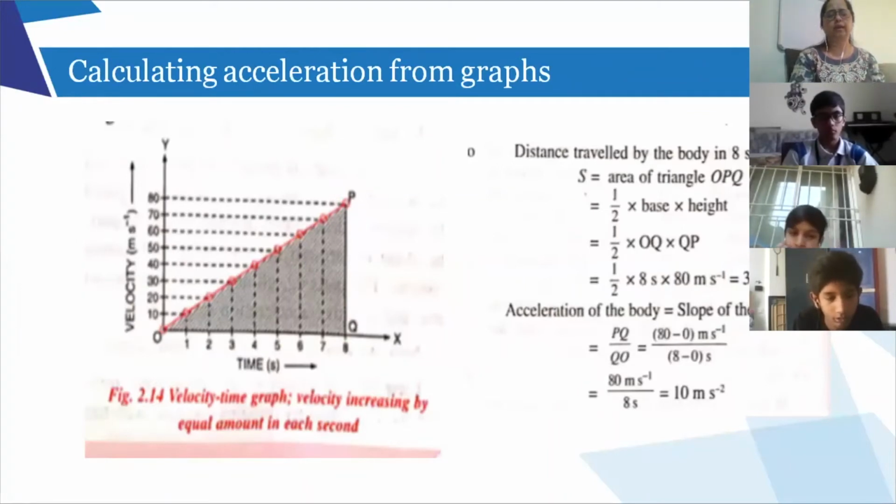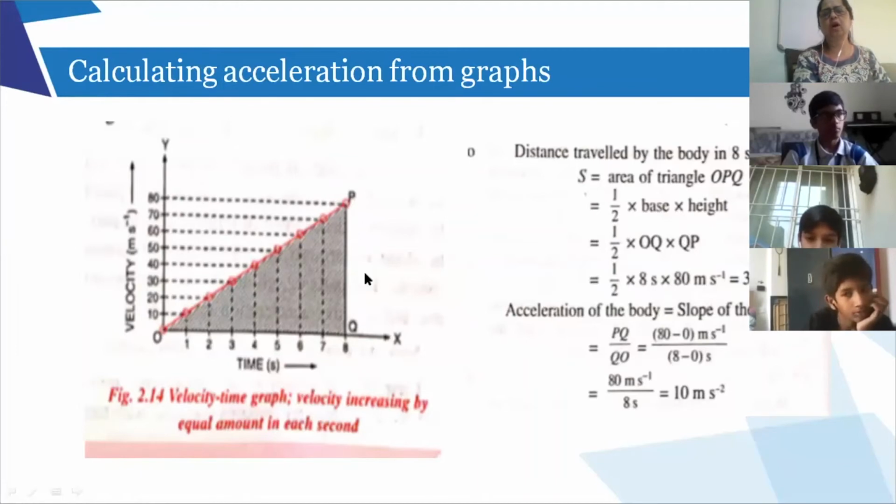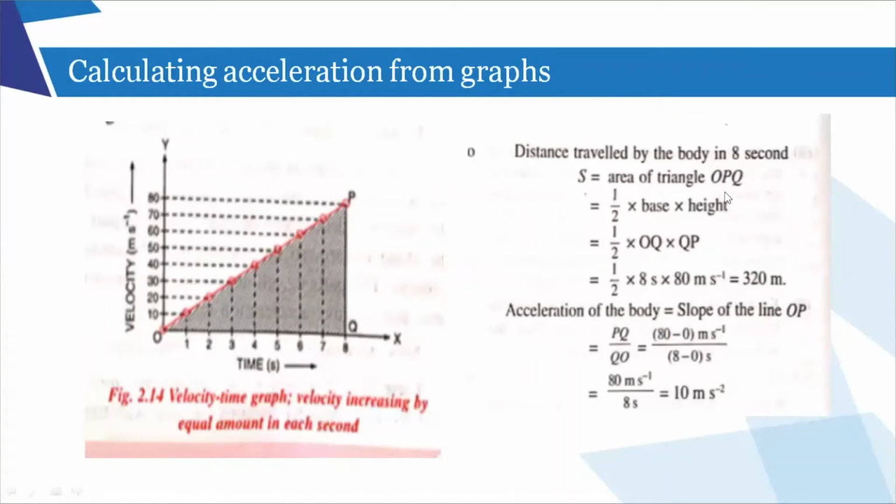So how do I calculate the distance? So simple, area below the graph. Where is the graph? This red line is the graph. Now, area below the graph, triangle POQ. Just calculate the area of triangle POQ. Half base. Can you see the base? 0 to 8, so 8. And what is the height? 80. Can you see height 80? So half into 8 into 80. That is the distance traveled: 320. So the distance traveled is 320 meters. The answer is given.